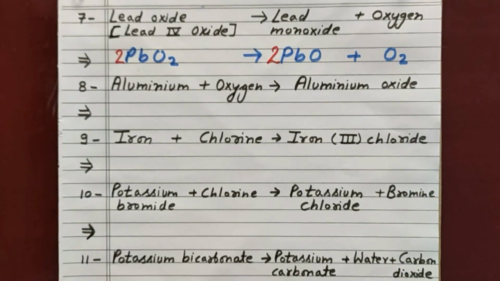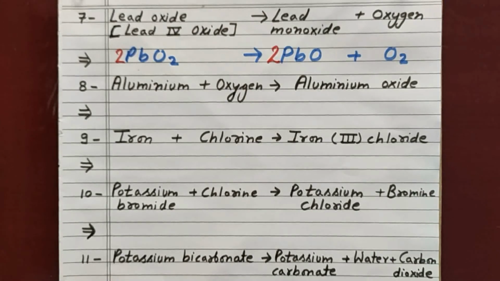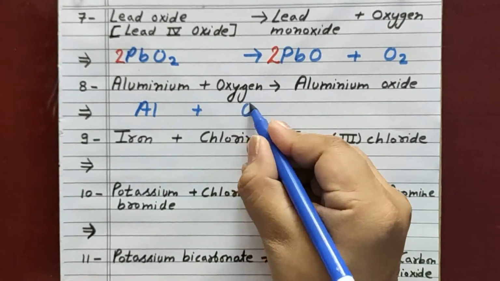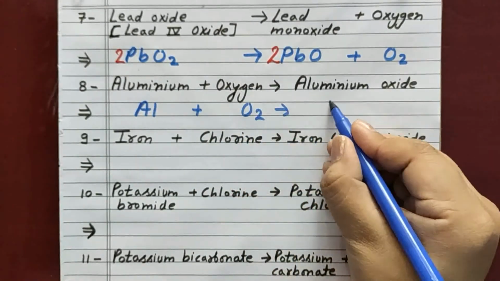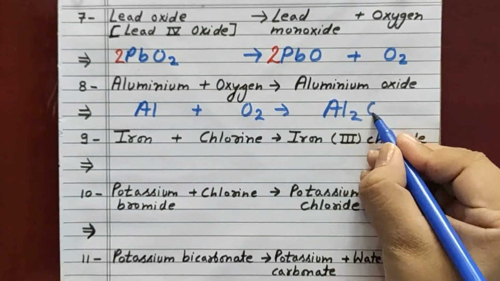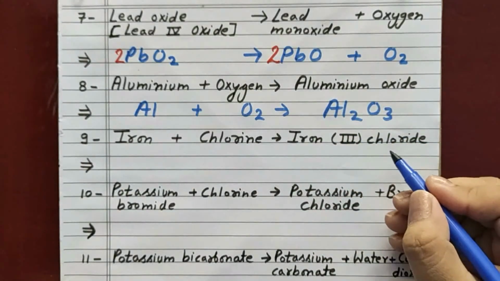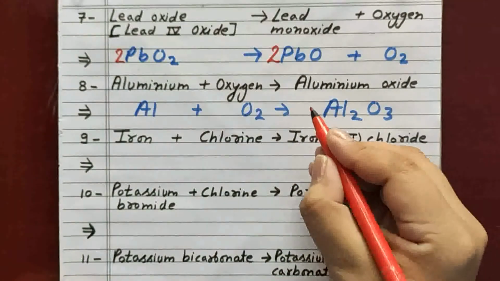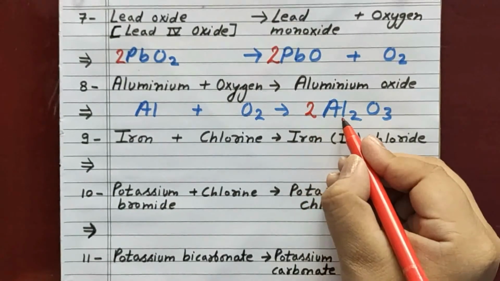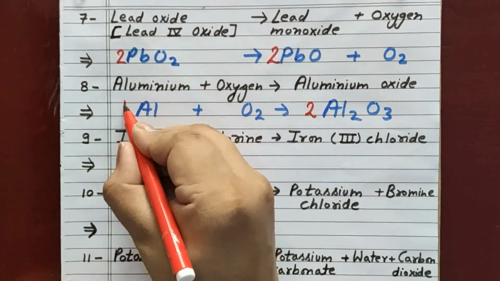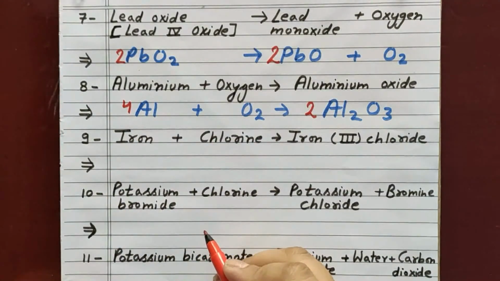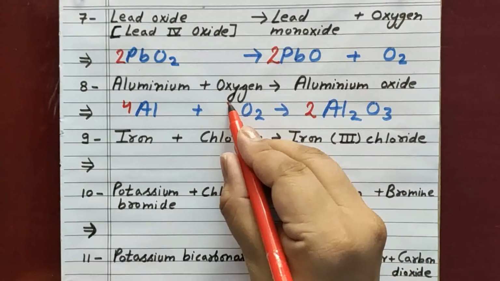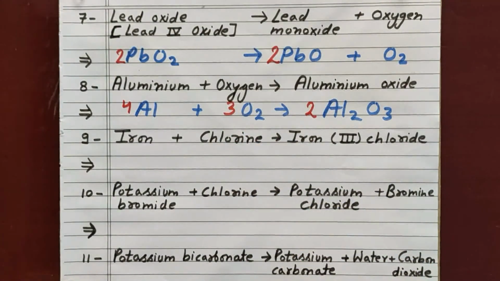Now balancing the 8th equation, which is aluminium Al plus oxygen O2, giving out aluminium oxide, which is Al2O3. Now the equation is not balanced with its 1 mole, taking 2 moles of it. We are having 4 Al here, only 1 Al. So for balancing that, here we are going to write down 4. Now balancing oxygen, 6 oxygen atoms on this side, only 2 on this side. So for balancing that, here we are going to write down 3.